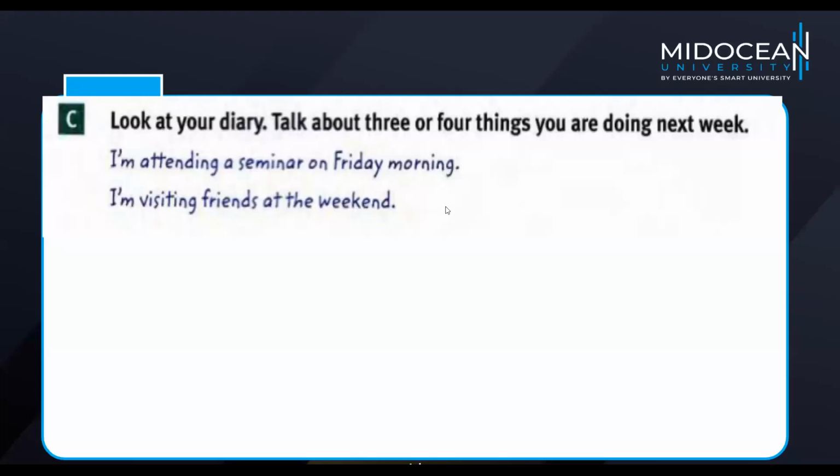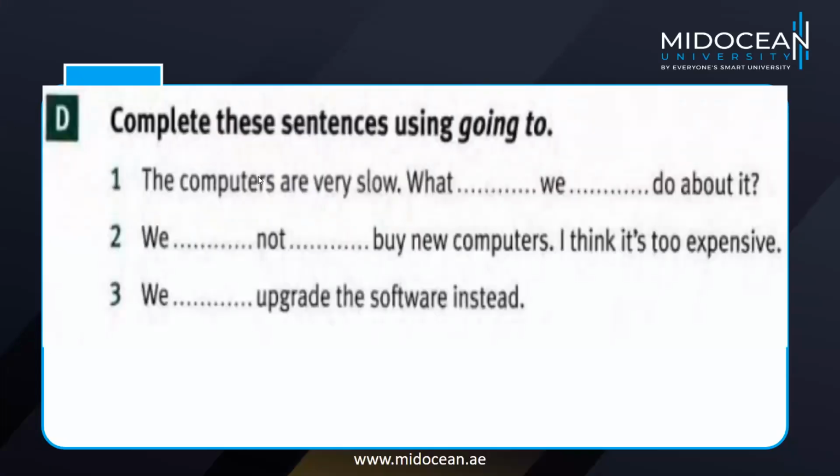Let's move to the next one. Complete these sentences using going to. We did an exercise on using the present continuous. Now in this exercise we use going to. I use going to to express something that will happen in the future.